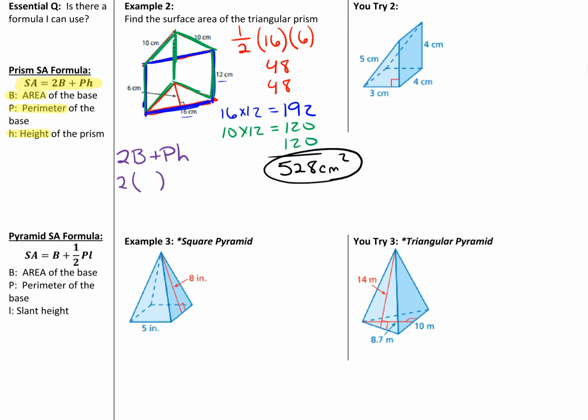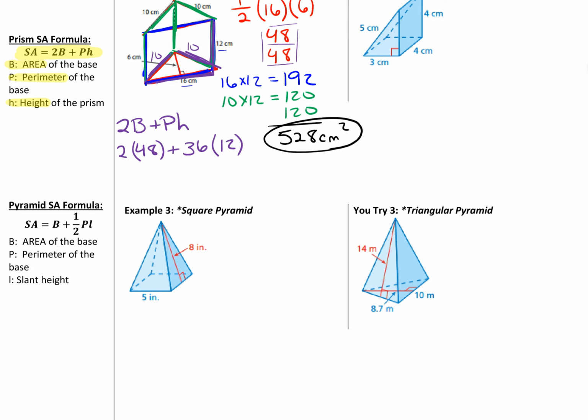on this figure. We already figured out that the area of the base of this figure is 48, so 2 times 48, and if you look, we have 2 48s up here, plus the perimeter of the base, so 16, this is 10, and this is 10, which make 36, times the height, which is 12, and we can simplify that expression.